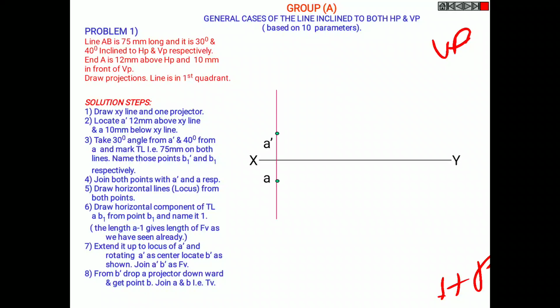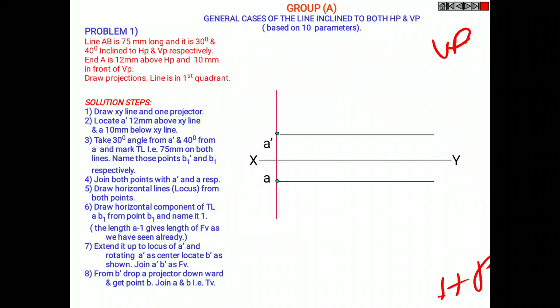Now, take 30 degrees angle from A dash. As I have said, 30 degrees should be in VP and 40 degrees in HP. So, take 30 degrees angle from A dash and 40 degrees from A and mark true length. Therefore, 75 mm on both lines. Name these points as B1 dash and B1.